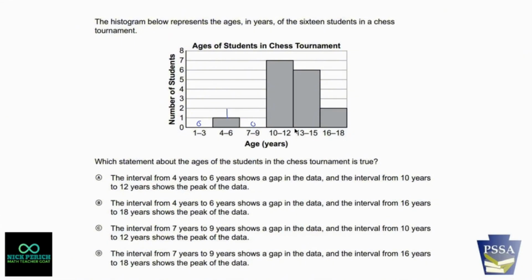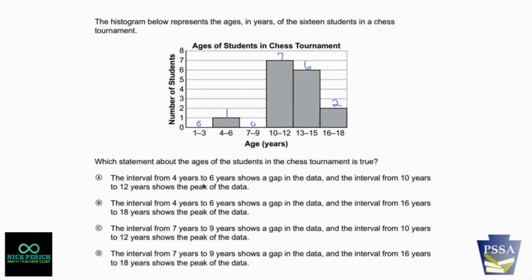Between the ages of 10 to 12, you have all the way up here, which lines up with 7. Between the ages of 13 and 15, you're at 6. And between the ages of 16 and 18, looks like you're at 2. Which statement about the ages of the students in the chess tournament is true?